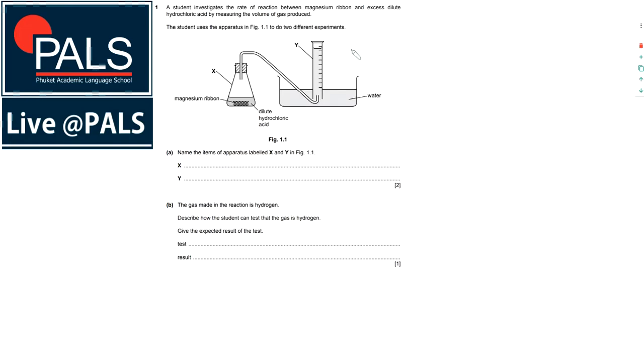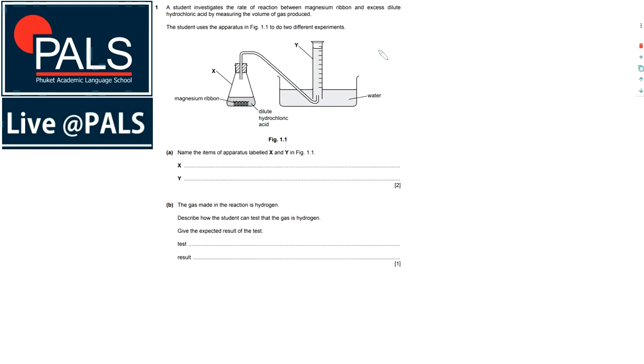So the first question here is, a student investigates the rate of reaction between magnesium ribbon and excess dilute hydrochloric acid by measuring the volume of gas produced. The student uses the apparatus in figure 1.1 to do two different experiments. We can see the apparatus here, and the first thing that we have to do is name the apparatus. So make sure that, before you do this paper, you memorize the names of the different apparatus that you need to know. You can find lists easily online for that.